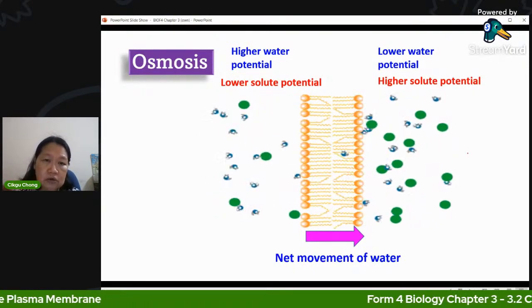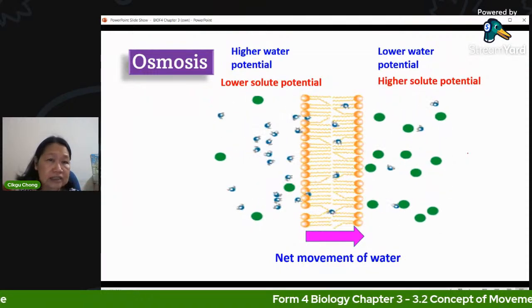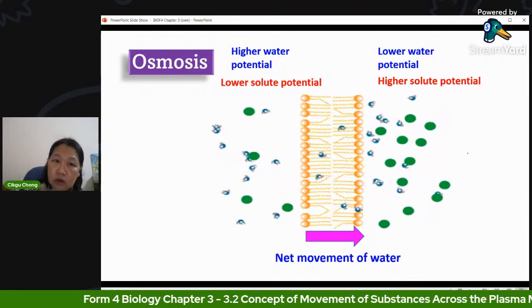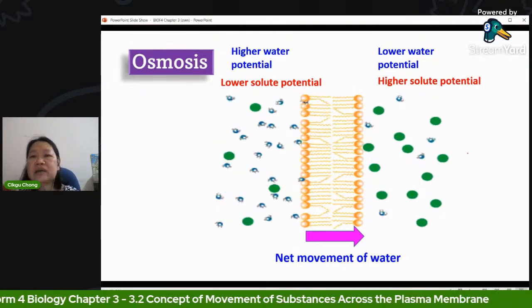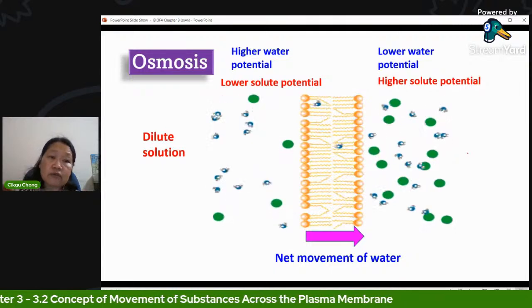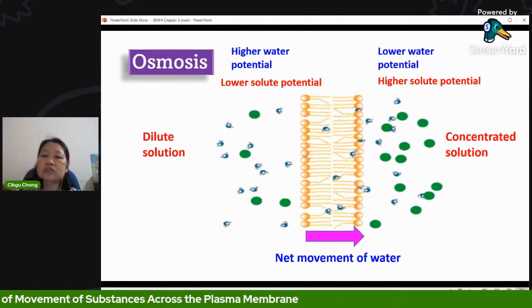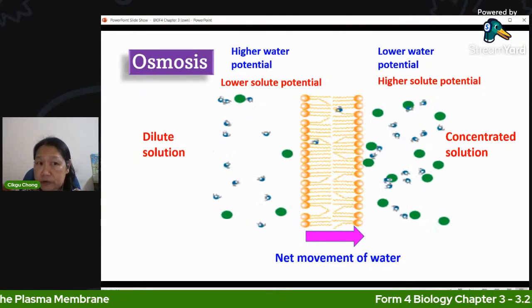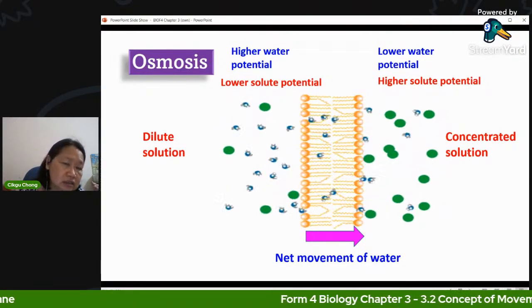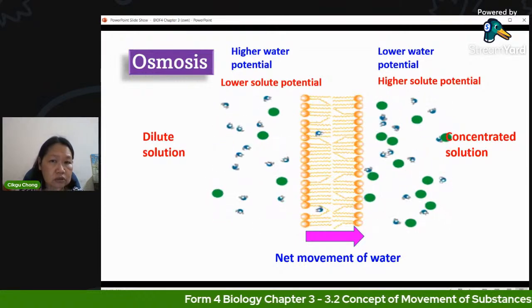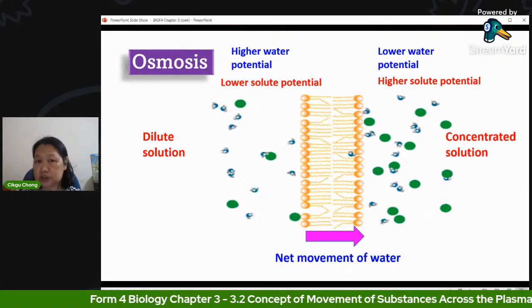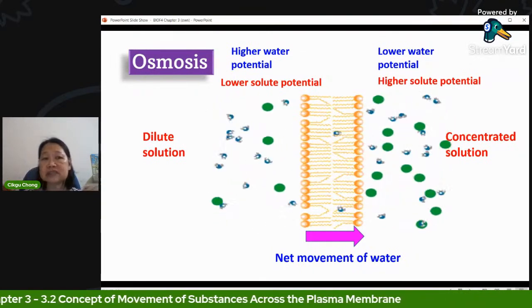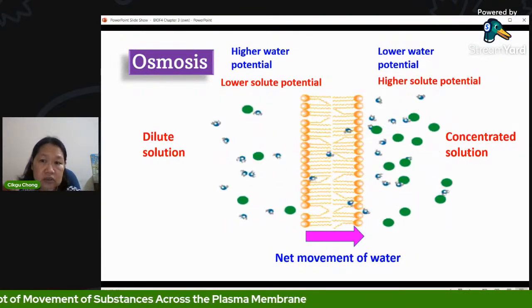That is solute. So water moves from higher water potential to lower water potential, or from a lower solute potential to a higher solute potential. That means from a dilute solution to a concentrated solution. That is the idea of osmosis. So water always diffuses from a dilute solution to a more concentrated solution. In the end, there's a net movement of water from the dilute solution to the concentrated solution.